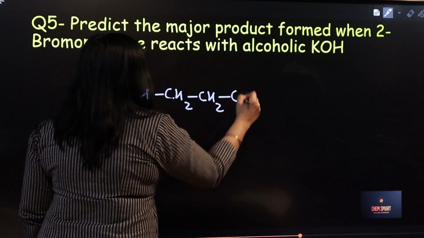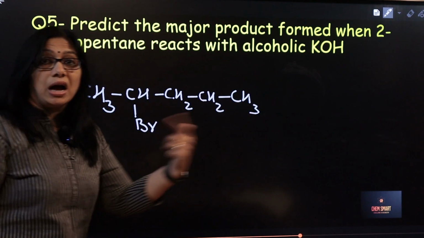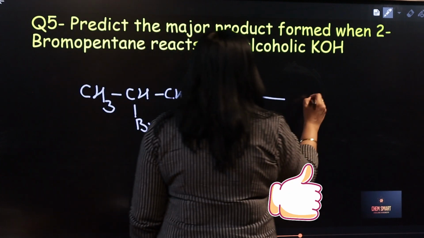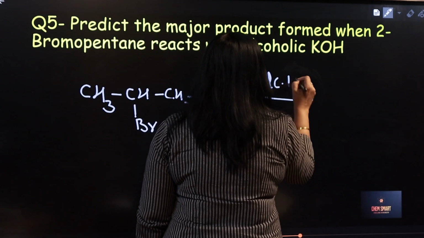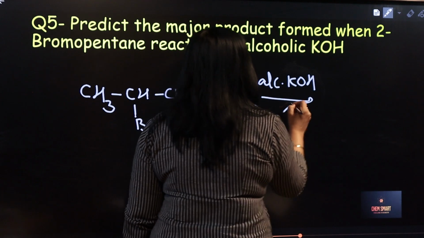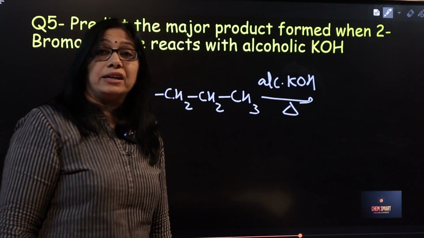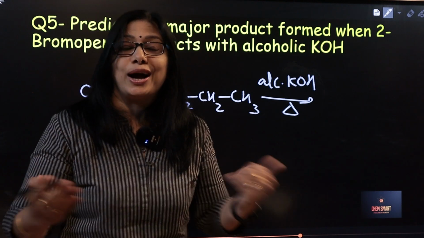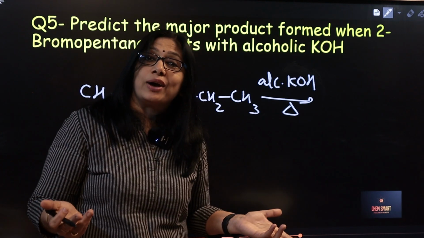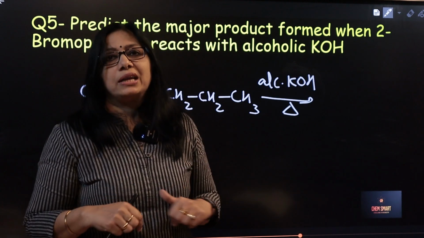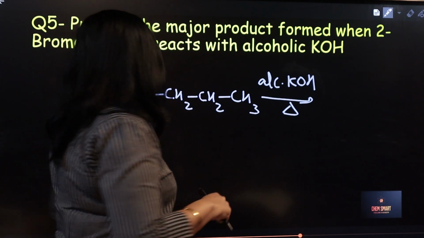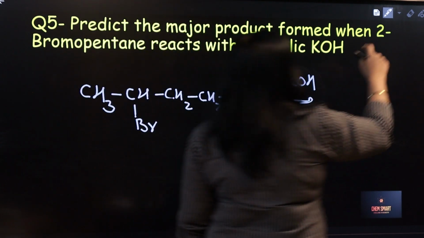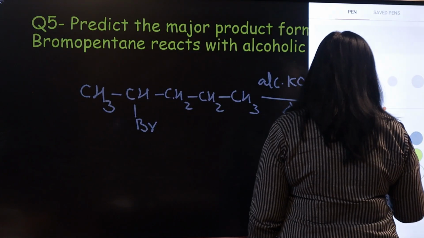2-bromopentane is treated with alcoholic KOH. We have studied in the previous session that alcoholic KOH is the reagent used to make the alkyl halide undergo dehydrohalogenation. And dehydrohalogenation is a beta elimination, right? So if it is undergoing beta elimination, what will happen? Let's see.